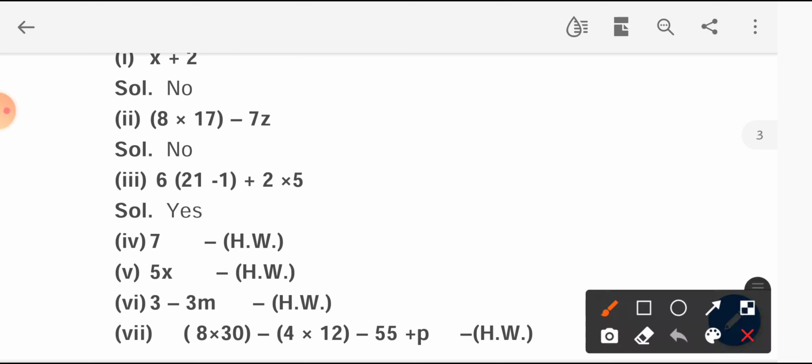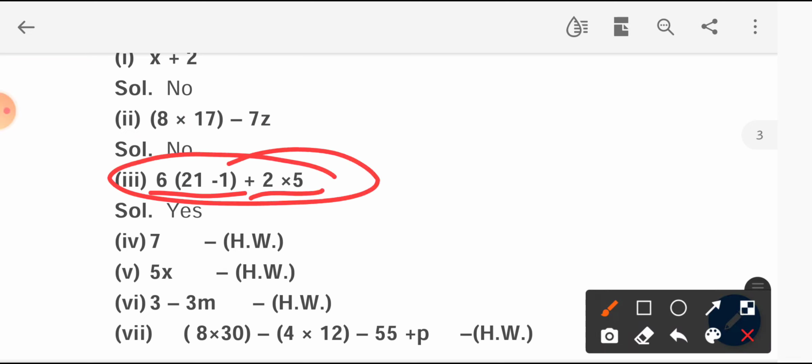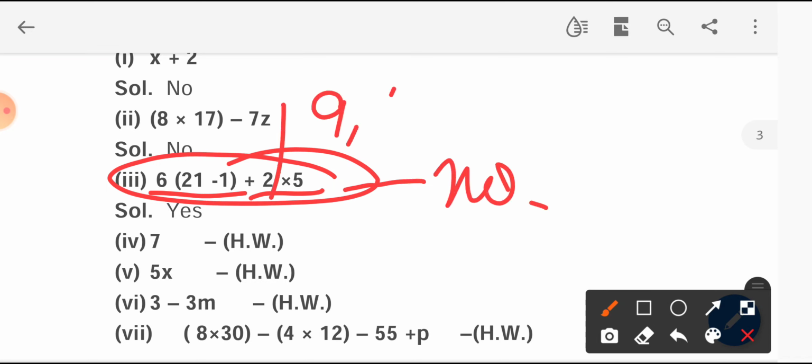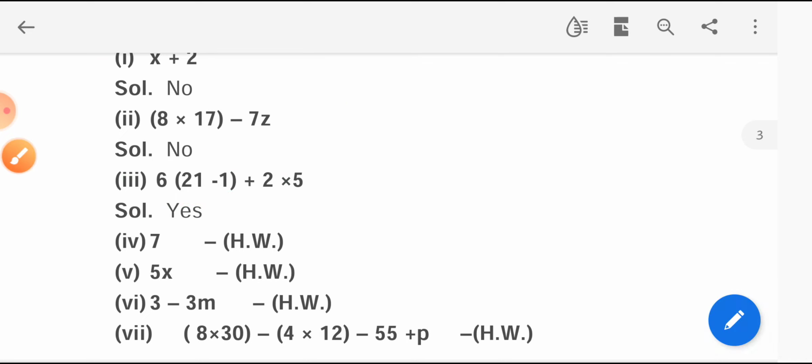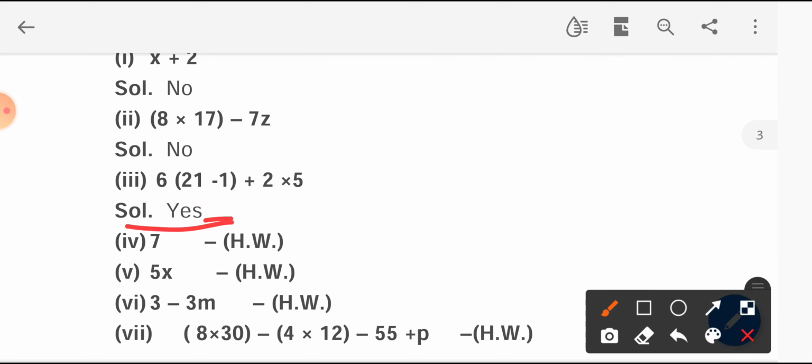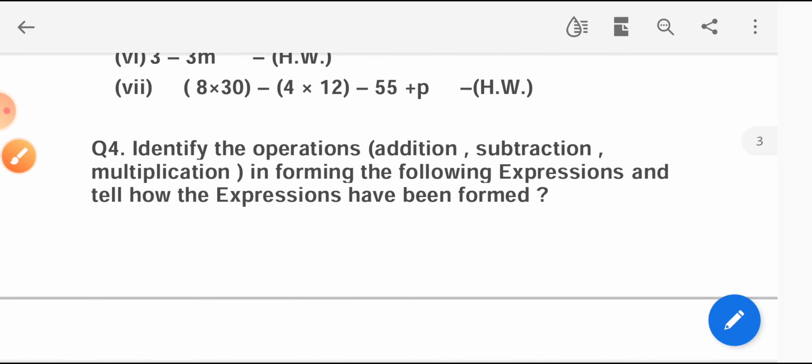See the third one, 6 into 21 minus 1 plus 2 into 5. You can see all are numbers. There is no variable. यहाँ पर कोई सा भी letter नहीं है like a, b, c, x, y, z. There is no variable given. It means it is an expression with numbers only. इसके अंदर सभी क्या है? सिर्फ numbers है. So the answer will be yes. Like this you have to solve the remaining questions also.